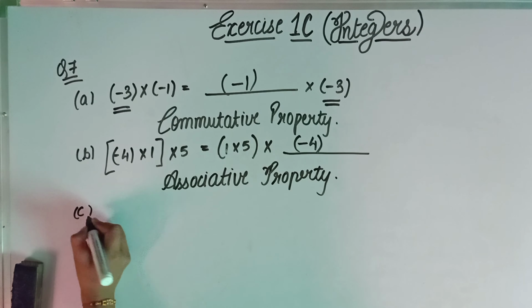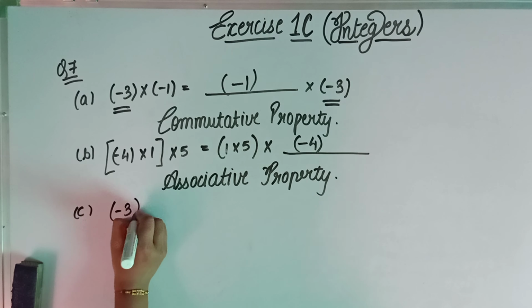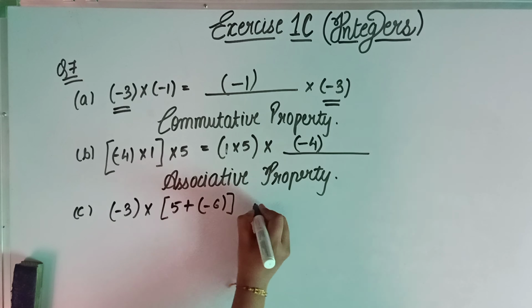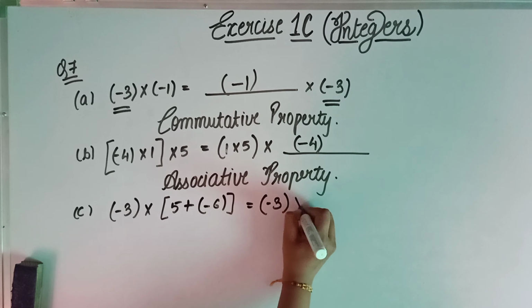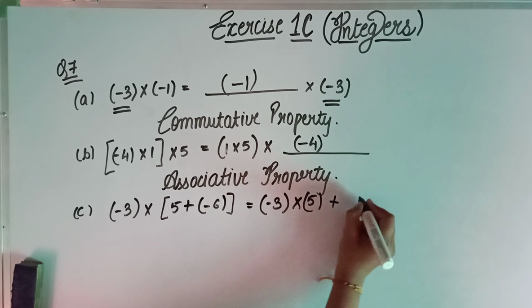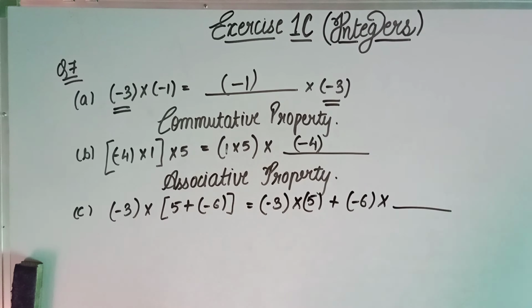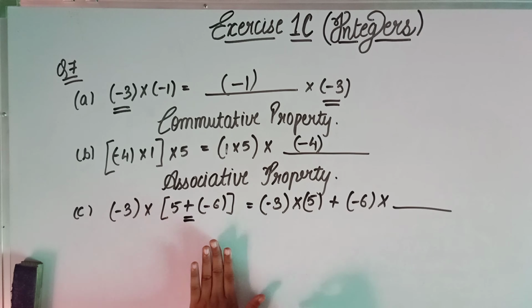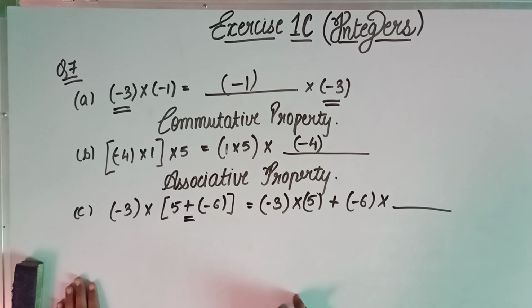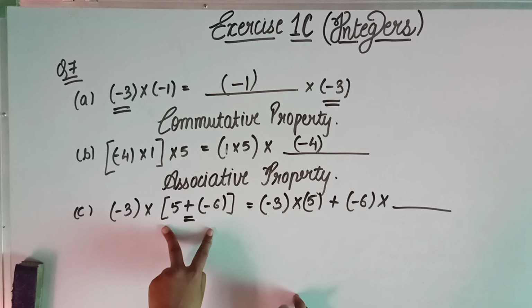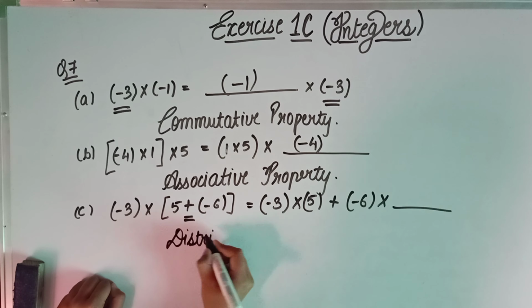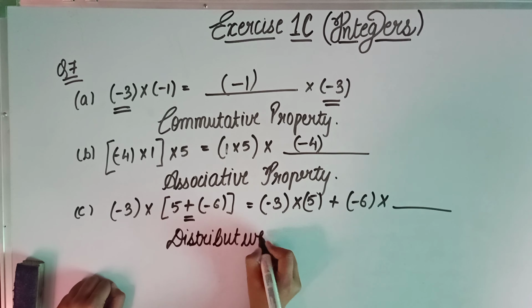Now the C part is -3 multiplied by (5 plus -6) is equal to (-3 multiplied by 5) plus (-6 multiplied by dash). Here again we have three numbers, but two numbers are in addition. If all three numbers were in multiplication, then we would apply the associative property. But here there are three numbers, with two of them in addition. At that time we are going to apply the distributive property.